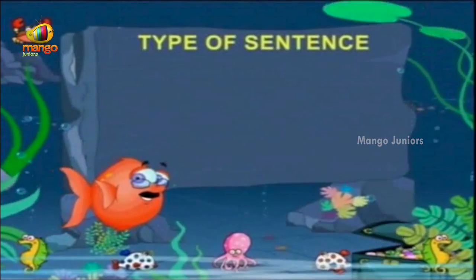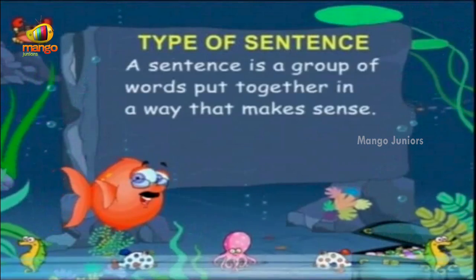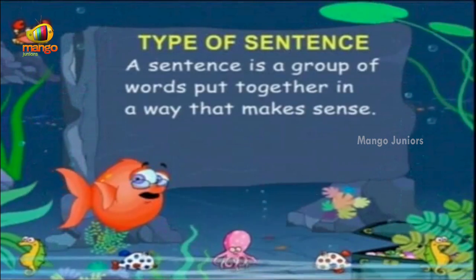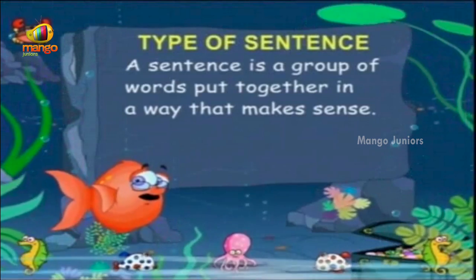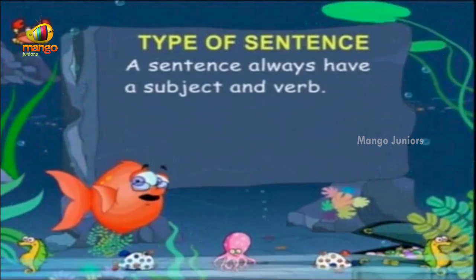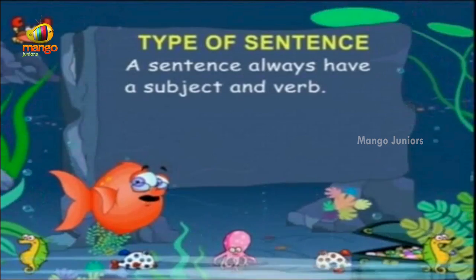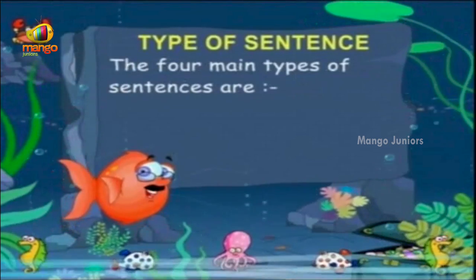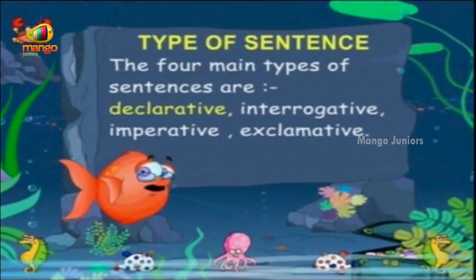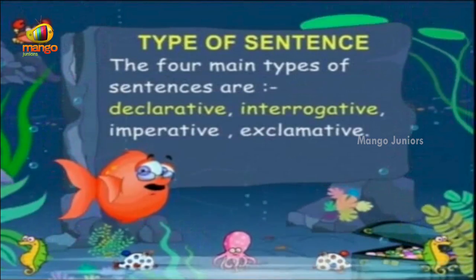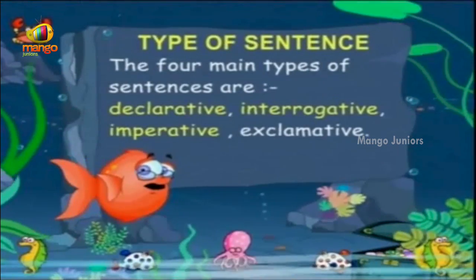Types of sentences. A sentence is a group of words put together in a way that makes sense. A sentence always has a subject and a verb. The four main types of sentences are declarative, interrogative, imperative, exclamative.